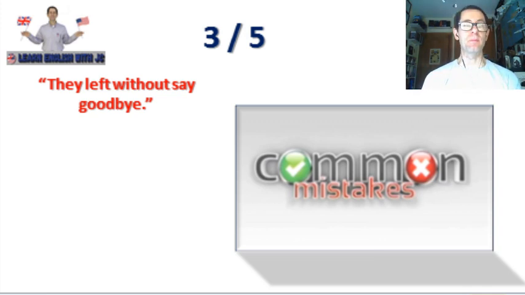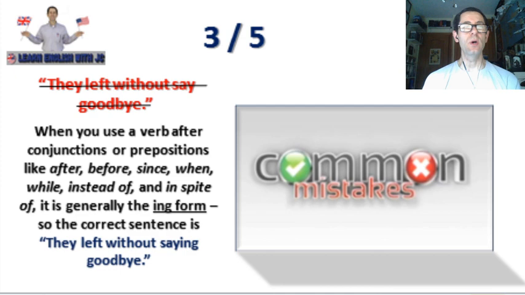So for us, that would be perfect, but it is not right. Why not? Because you have the preposition without, and after a preposition, you have to say the verb in gerund. As you can read, when you use a verb after conjunctions or prepositions like after, before, since, when, while, instead of, and in spite of, to name a few, it is generally the ing form. So the correct sentence is, they left without saying goodbye.